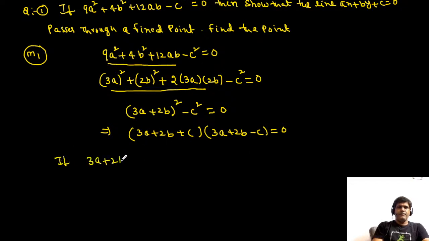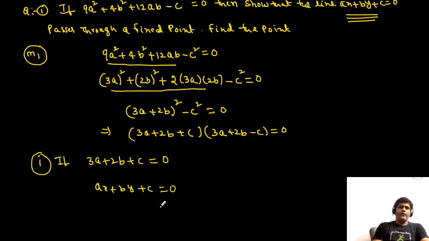If 3a + 2b + c = 0, if this first one is the condition, then what is the given line's equation family? ax + by + c = 0. To show that this family of lines passes through a fixed point, we need to find the point of concurrency.